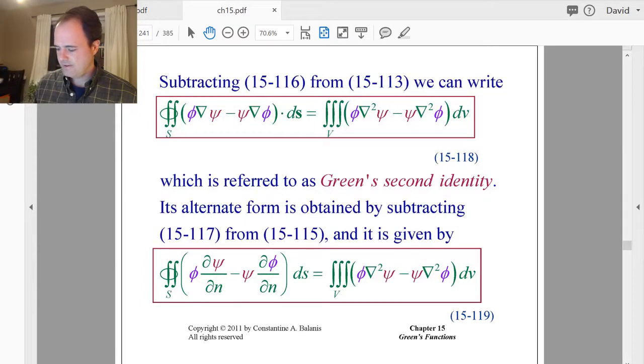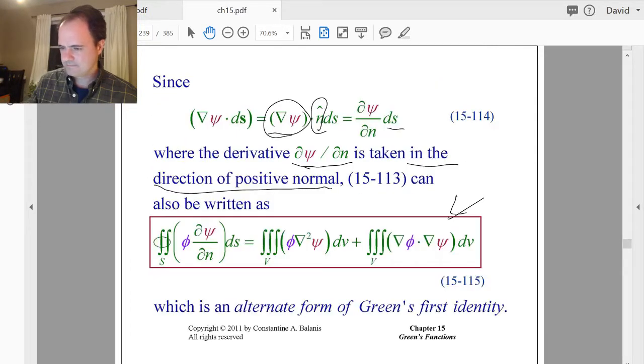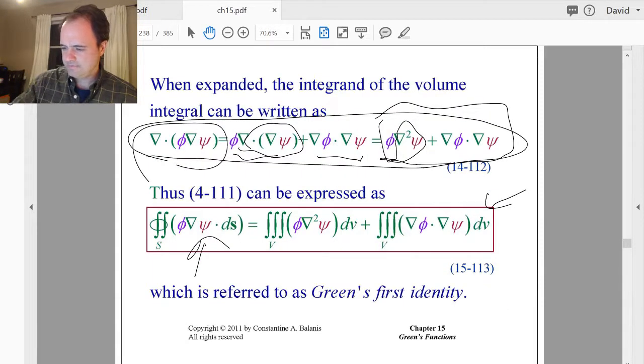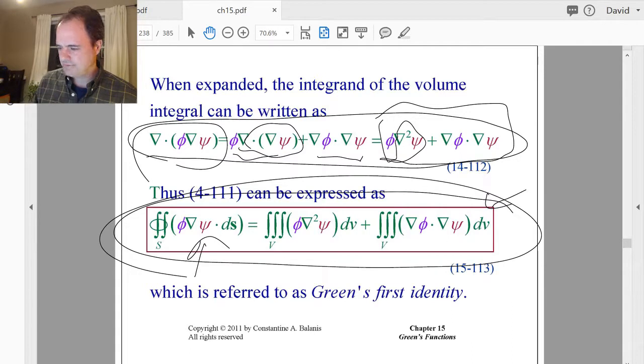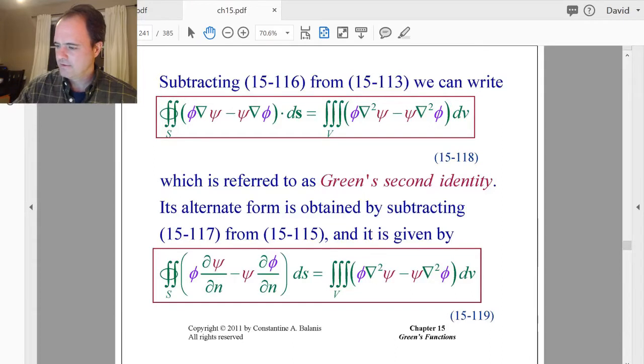But now we have these two, this and this, and we can subtract the two of them. This is a common term, this right here, to both of them. So when we subtract that from that, this term will cancel out, leaving only that term. So we have the two terms that have within them the del squared, but the other term falls out. So this is what we have on the right-hand side. The left-hand side is this right here, and this is called Green's second identity.